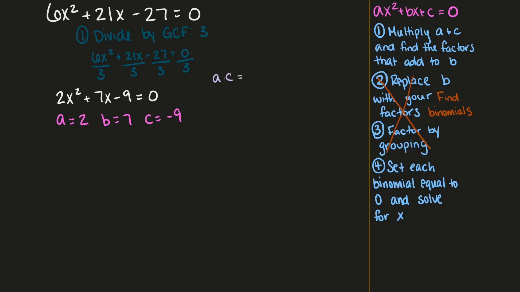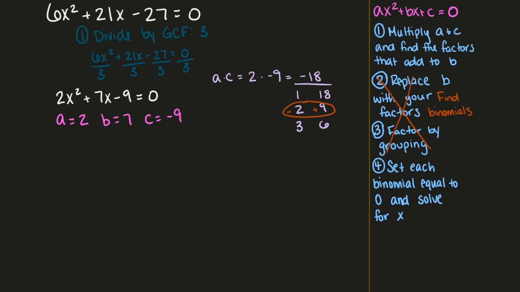A times C is going to be 2 times negative 9, which is negative 18. Our factors of negative 18 are going to be 1 and 18, 2 and 9, and 3 and 6. Now the factors that add to give us positive 7 are going to be 2 and 9, with a negative 2 and a positive 9.